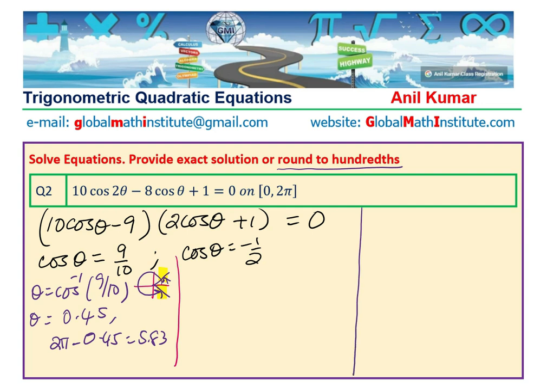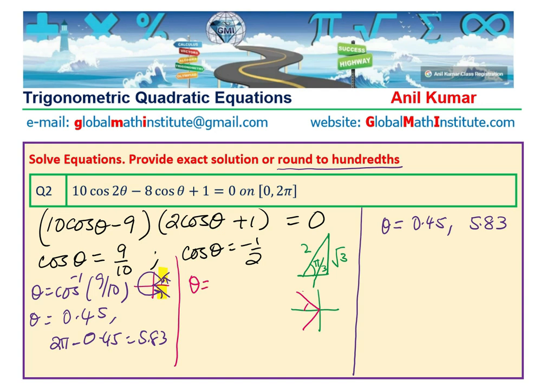So we can write down here, theta equals 0.45 and also 5.83. Makes sense. For the other one, we can use a special triangle, as you know, 1, 2, square root 3 for angle being pi by 3. Since cos theta is negative, we know that the solution lies in quadrant 3 and 2, right? The angle being pi by 3 as an acute angle.